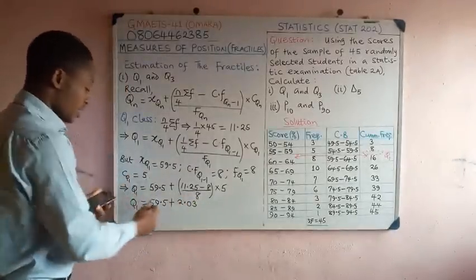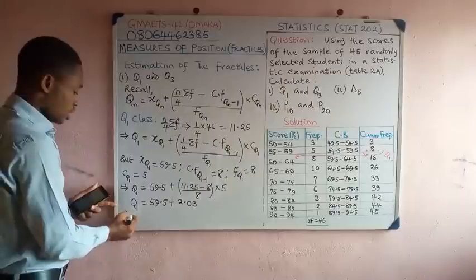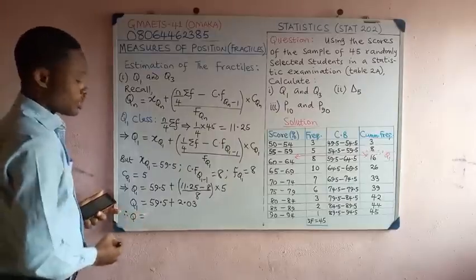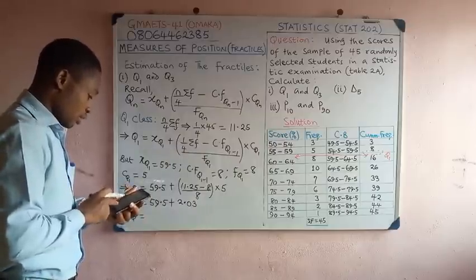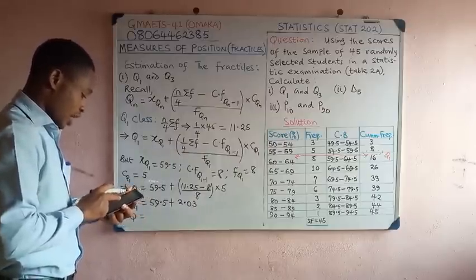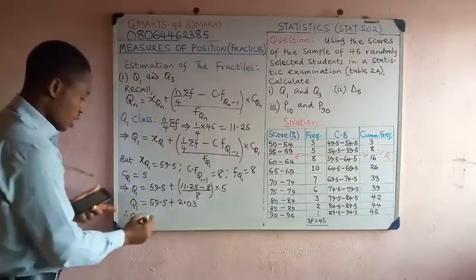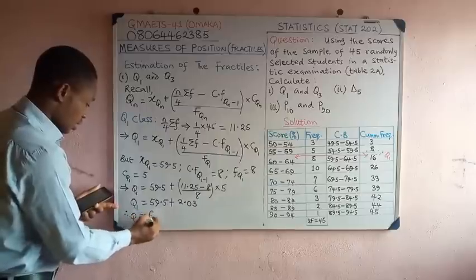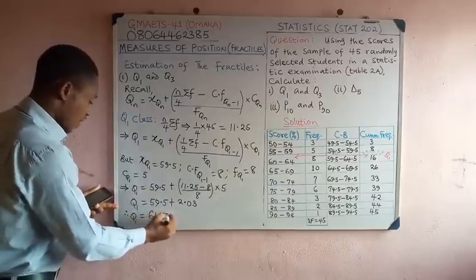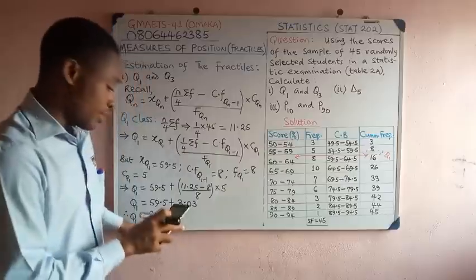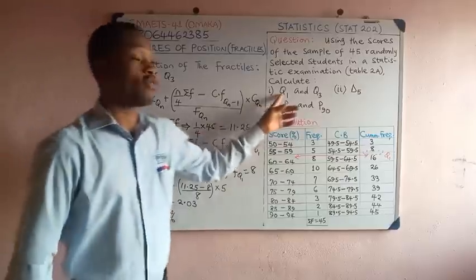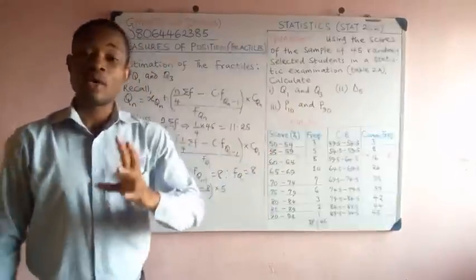Let me approximate that. Therefore, we notice that the first quartile for this problem has the value of 2.03. We're going to add 59.5 to it. And this is 61.53%. So you see, 61.53% is the value of what? Q1. That is the lower quartile.